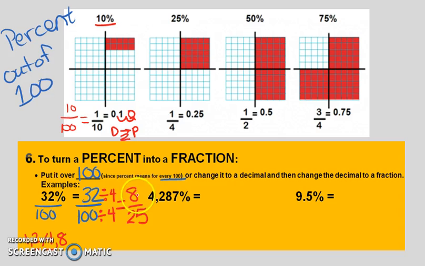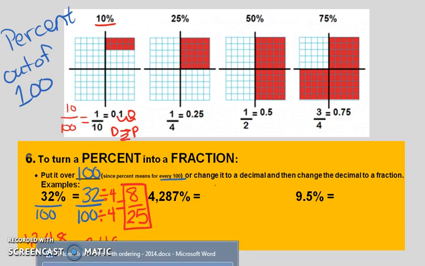Now let's think even further. What numbers can go into 8? 2, 4, and 8. Can any of those go into 25? Not evenly, so this tells us that we are done dividing. So 32% is equal to 32 100ths, and that number in simplest form is 8 out of 25.